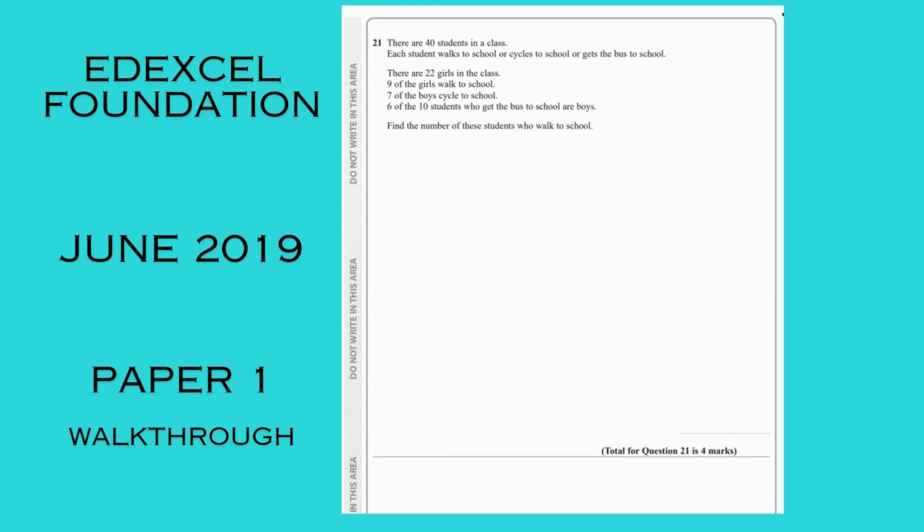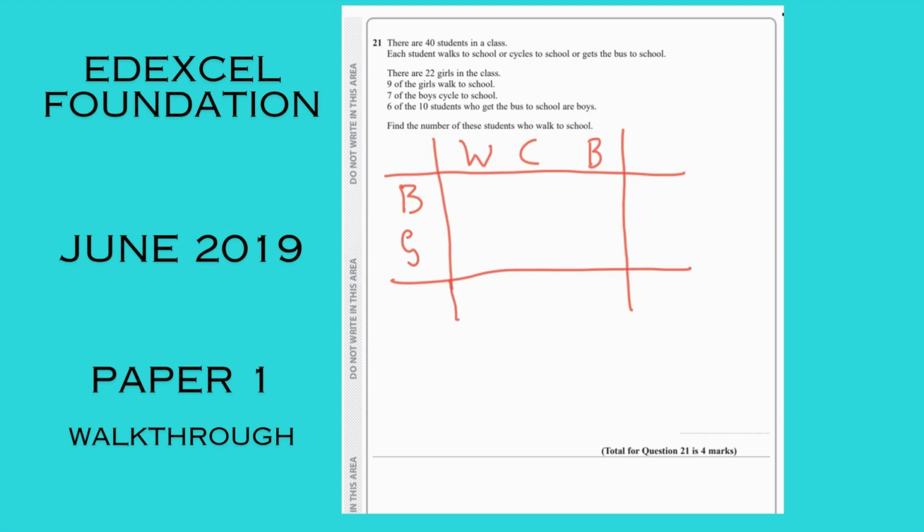On to question 21. Obviously, an extremely wordy question. Now, when you look at wordy questions, organising your information is halfway to solving it. There's too much information to be going into any sort of Venn diagram or something along those lines. There's only one way to go, and that's a two-way table. Boy, girl, down there. Mode of transport across the top. And the final column and the final row being your totals.